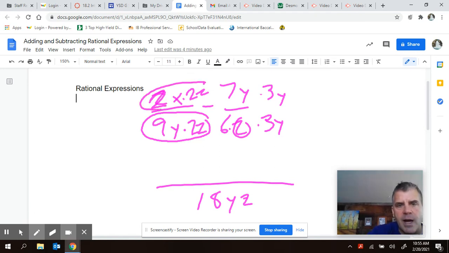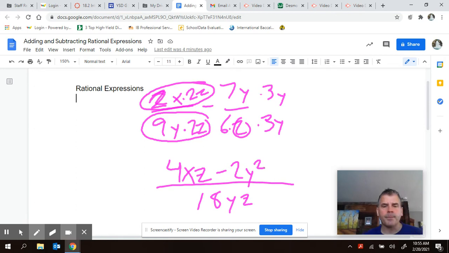And now I combine the top. That's going to give me 4xz, 2 times 2 there, minus my 21y squared. So that's how to simplify, and that's in simplest form, guys.